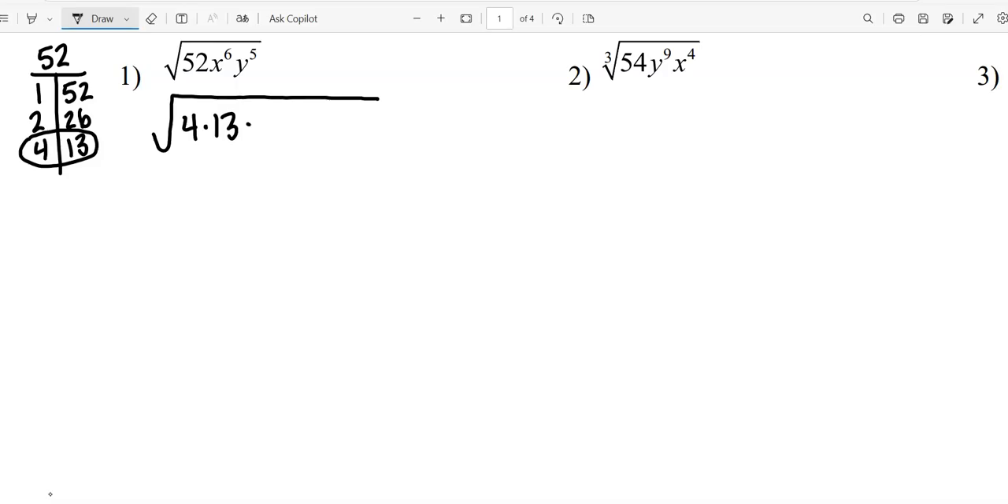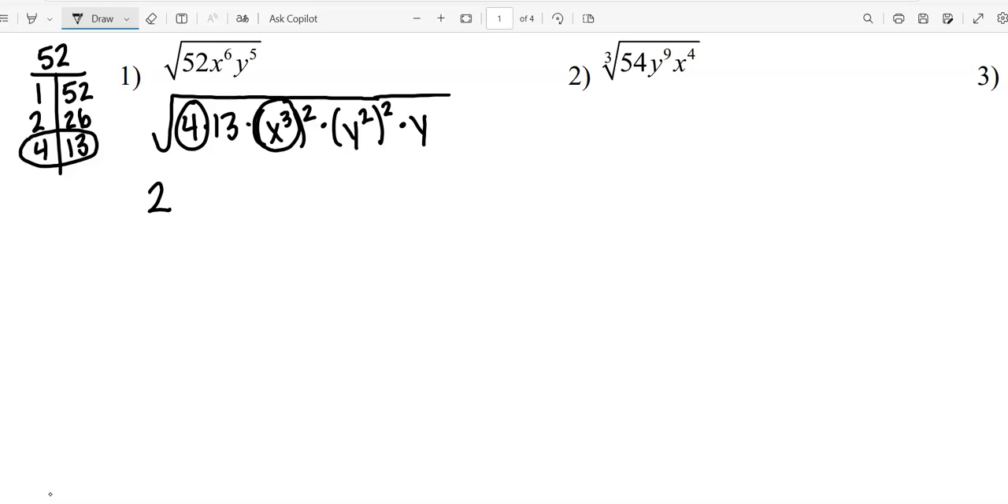if we're square rooting, we want to find squares. What could I square that could give me x to the 6th? X to the 3rd, good. And then what could I square to get y to the 5th? Y squared. That'll get me y to the 4th, so I need one more y, so times y. I know the square root of 4 is 2.